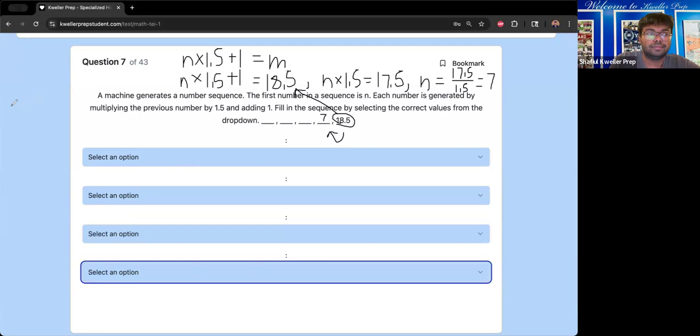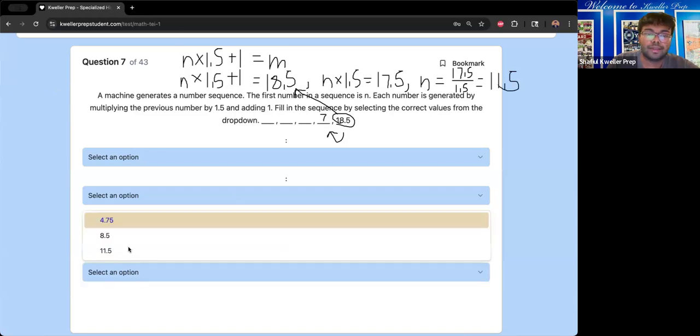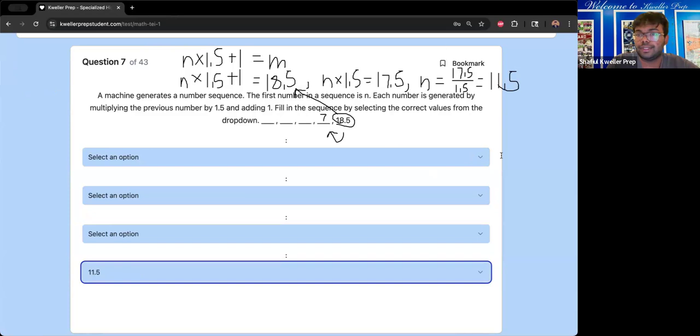Wait, I mean, I did this wrong. Wait. It should be 11.5. I just want to double check. Okay, that's my bad. So it should be 11.5. Then we kind of have to just work backwards for this one.